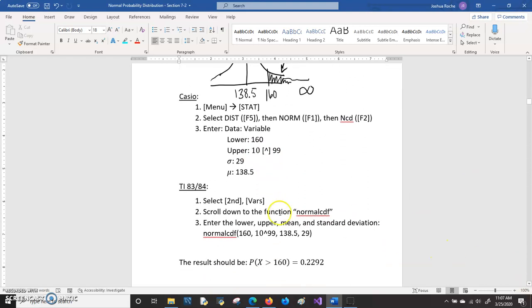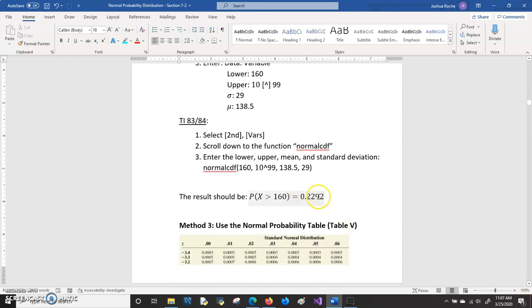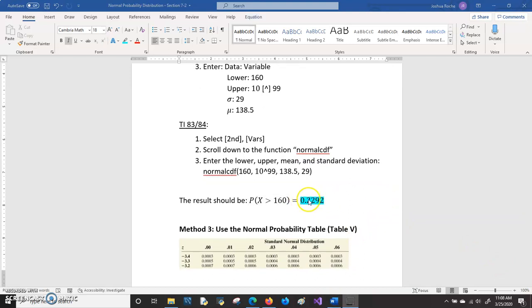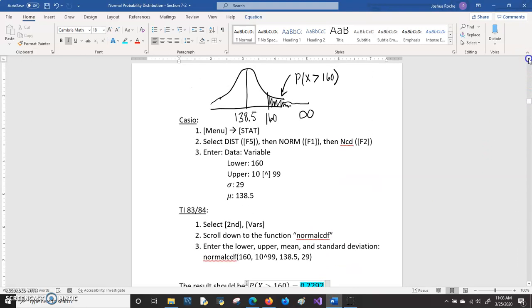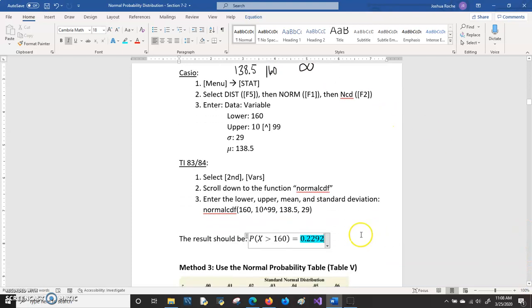On the other calculators, use normal CDF. Lower bound is 160, upper bound is 10 to the 99. And the result comes out to 0.2292. 0.2292 is also the area of that shaded region. So remember that the area of the region under the curve is equivalent to a proportion and also equivalent to a probability.